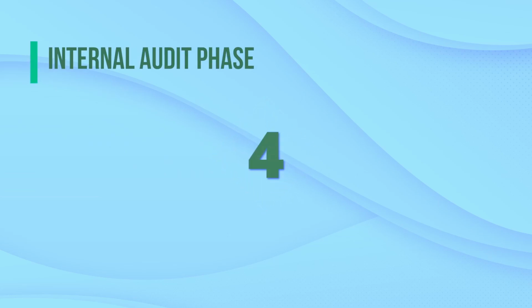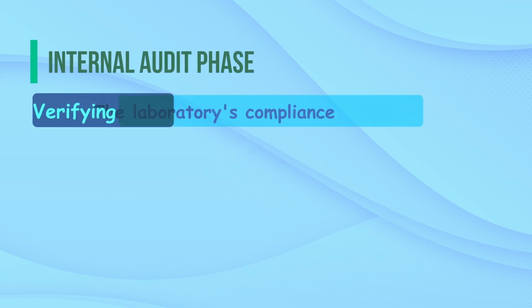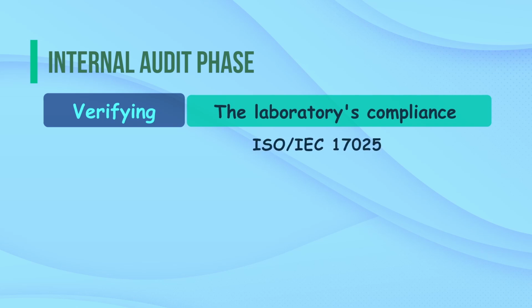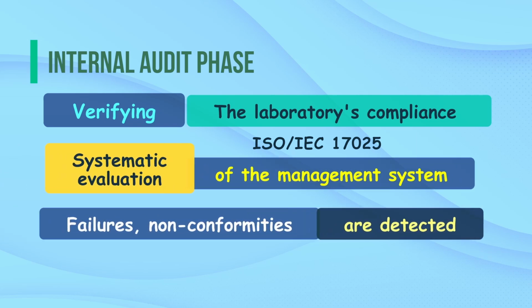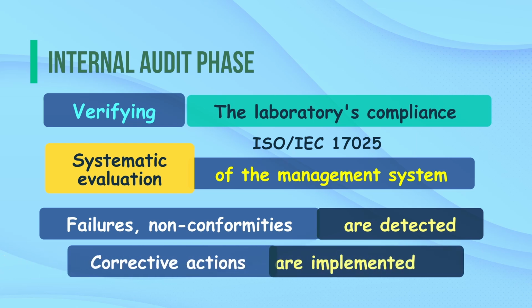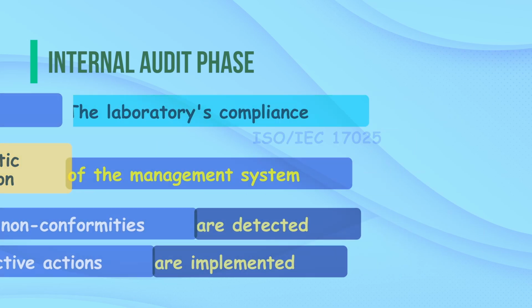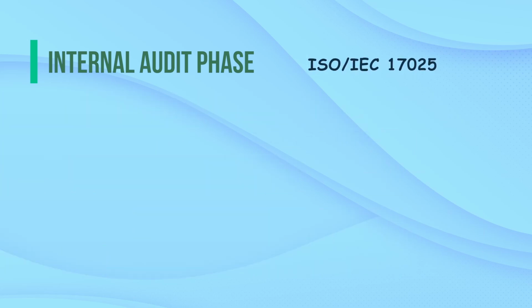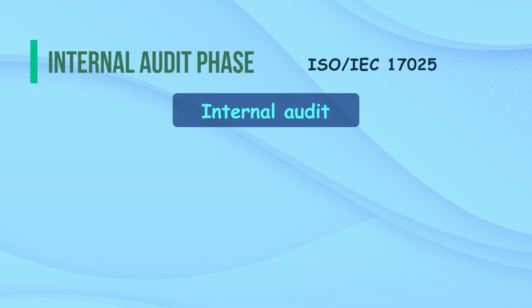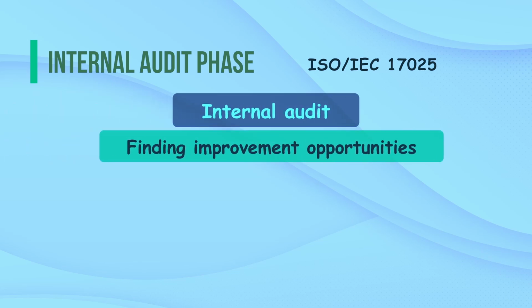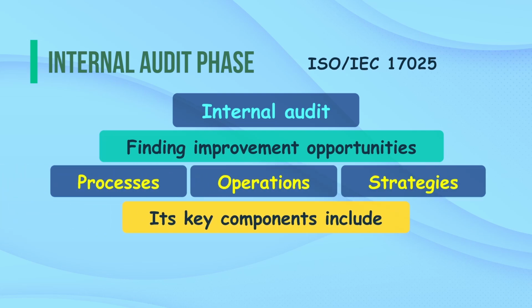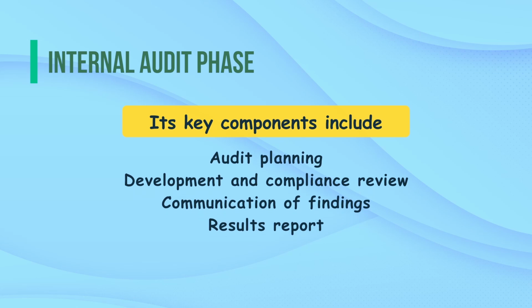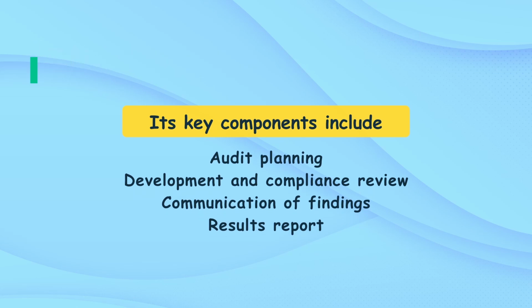4. Internal audit phase. This phase allows verifying the laboratory's compliance with ISO/IEC 17025 through a systematic evaluation of the management system where failures and non-conformities are detected, and corrective actions are implemented. An ISO/IEC 17025 internal audit allows finding improvement opportunities for the laboratory's processes, operations, and strategies. Its key components include audit planning, development and compliance review, communication of findings, and the results report.